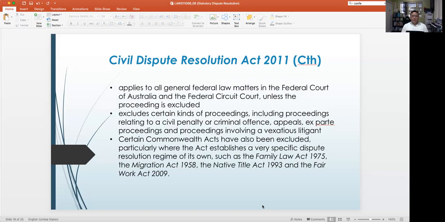Okay, now, the Civil Dispute Resolution Act, as I mentioned, applies to all general federal law matters in the Federal Court of Australia and the Federal Circuit and Family Court of Australia, unless the proceeding is excluded. There are certain proceedings which are excluded, such as those relating to a civil penalty or a criminal offense, appeals, ex parte proceedings, and proceedings involving a vexatious litigant. Certain Commonwealth Acts have also been excluded, particularly where the Act establishes a very specific dispute resolution regime of its own, such as the Family Law Act of 1975, the Fair Work Act of 2009, and so on.